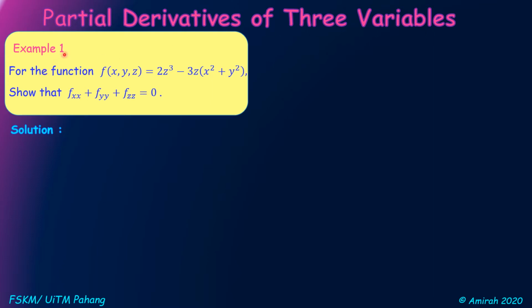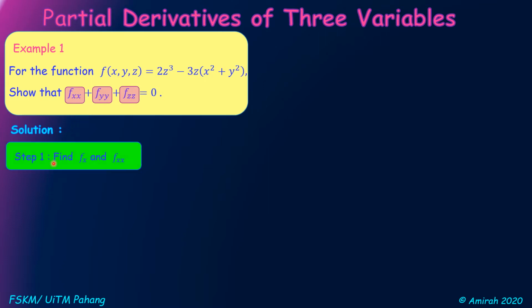Now we look at example 1. For the function f(x, y, z) equals 2z cubed minus 3z times (x squared plus y squared), show that fxx plus fyy plus fzz equals 0. Alright, from here we have fxx, fyy, and fzz.